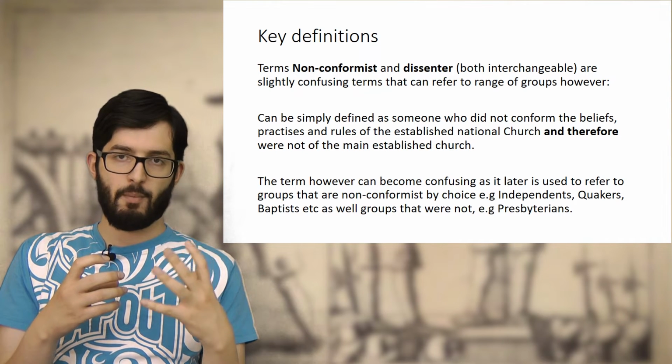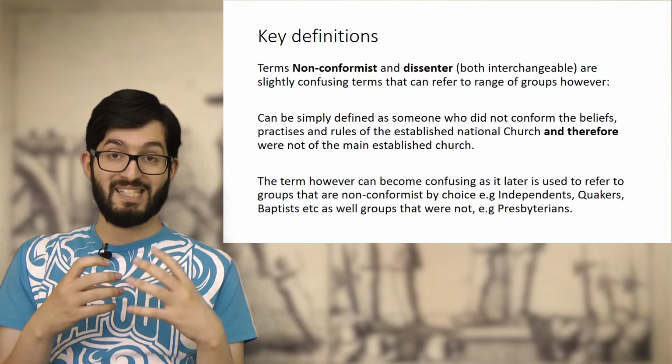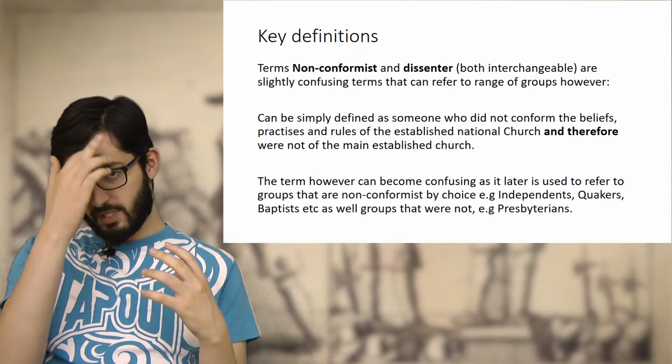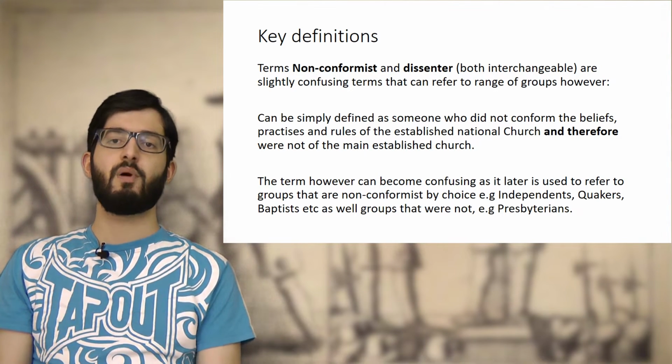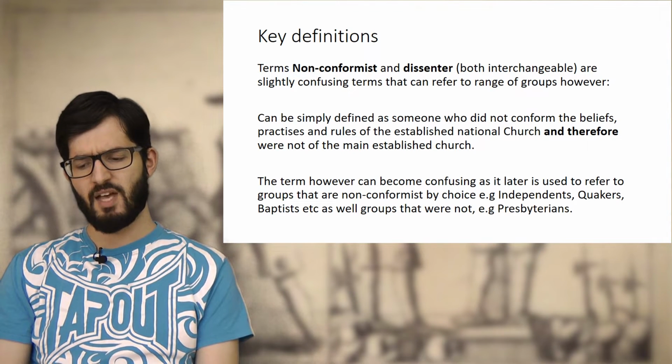So a few examples of the former are groups like Independents, Quakers, Baptists, etc., whereas groups like Presbyterians want to be part of the main church but get ejected at various different stages. So for that reason, it can get a little bit confusing.